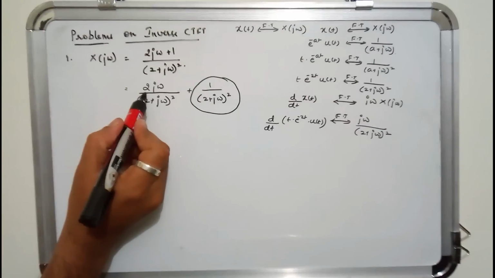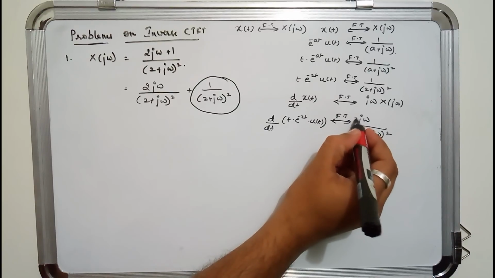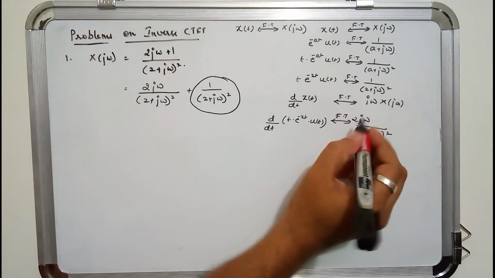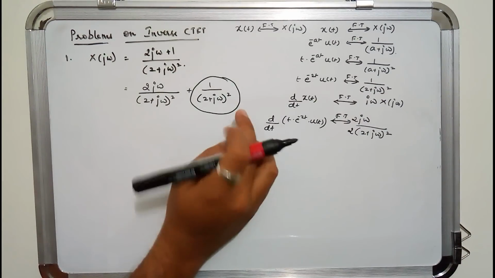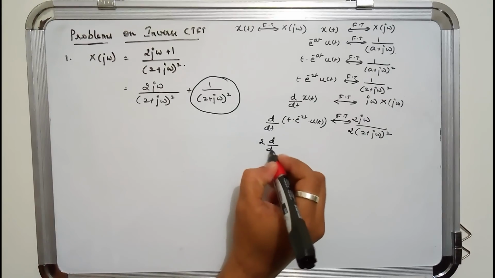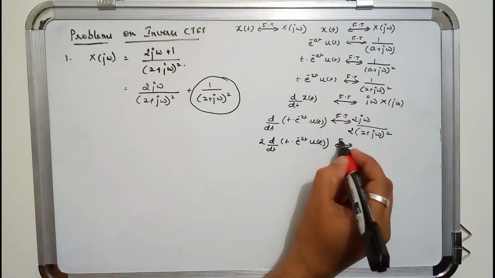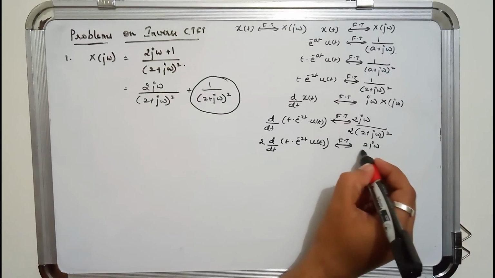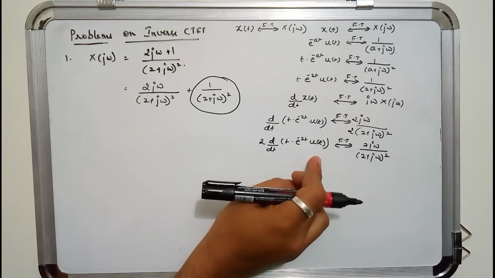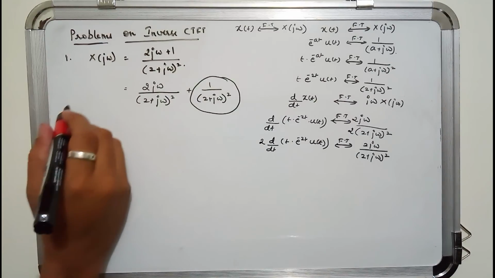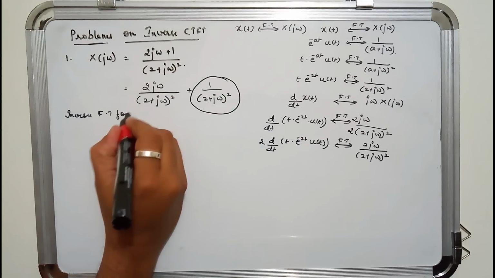Now if you see closely here, you have a factor 2, right? So if you want to get a 2 in the numerator, I need to multiply that 2 here as well, right? So I'll be getting, if I cross multiply, 2 into d by dt of t into e power minus 2t u of t as the Fourier transform pair with 2j omega divided by 2 plus j omega whole square. So this is the inverse Fourier transform of 2j omega divided by 2 plus j omega whole square.